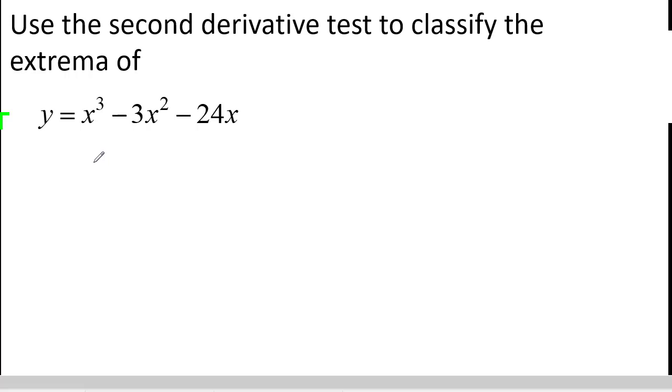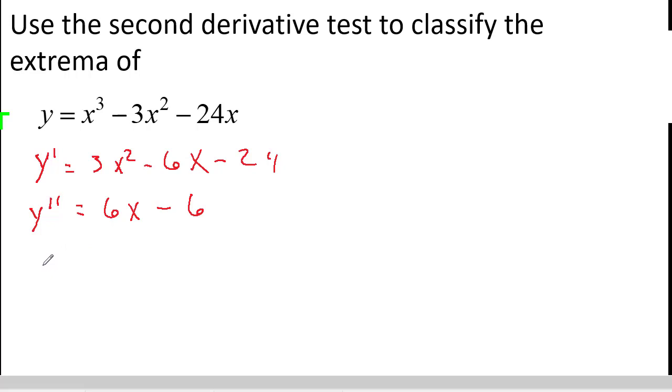So here we have used the second derivative test to classify the extrema of y equals x cubed minus 3x squared minus 24. So again, what we want to do there is find our derivatives. Our first derivative, we've already done this, is 3x squared minus 6x minus 24. Our second derivative is 6x minus 6.